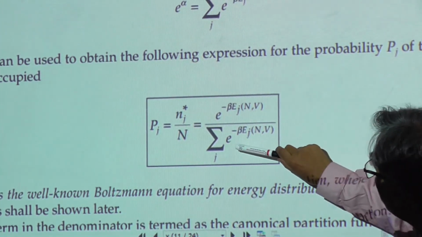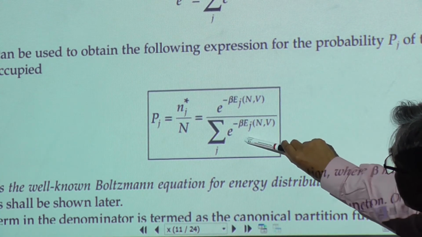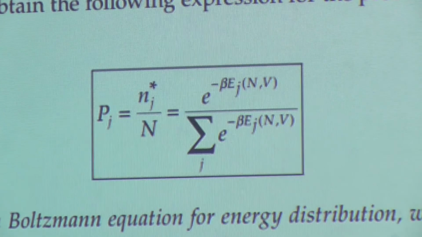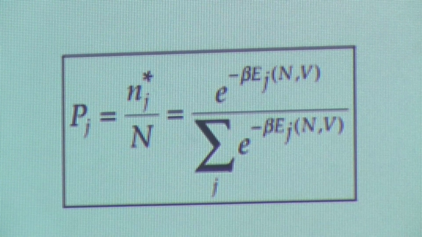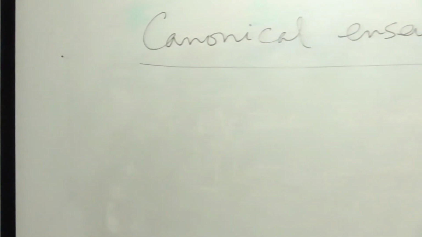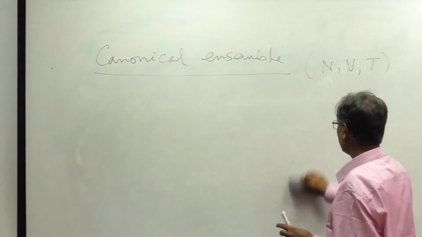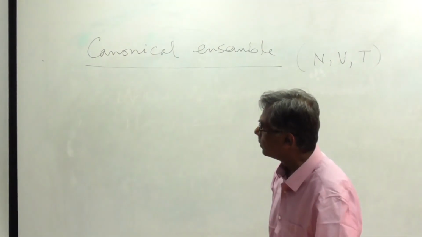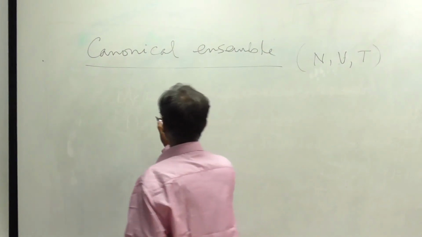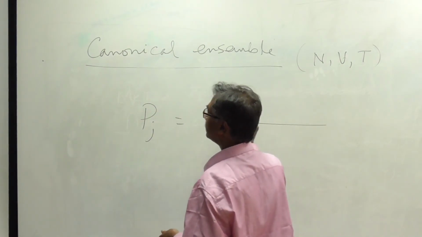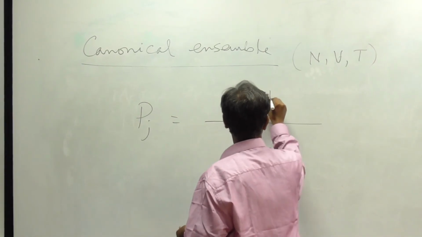So now you see this beautiful sum, which is a sum over the energy levels of my own system, which I start with. This is a very neat and simple expression. Okay. So now let me write down this Pj: e to the power minus beta Ej over the sum.